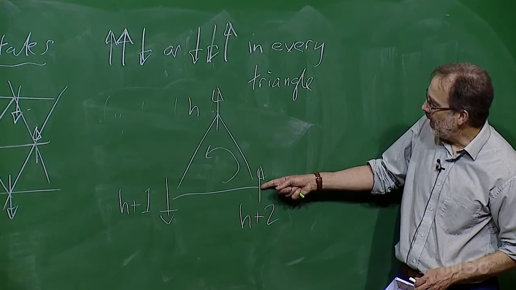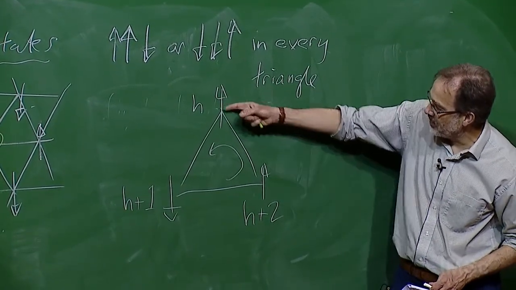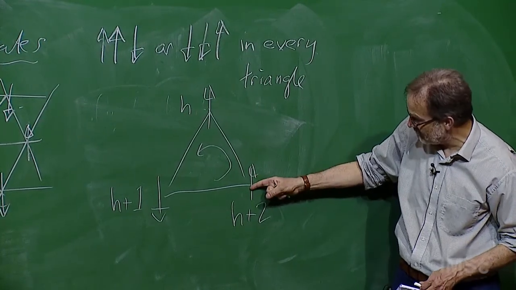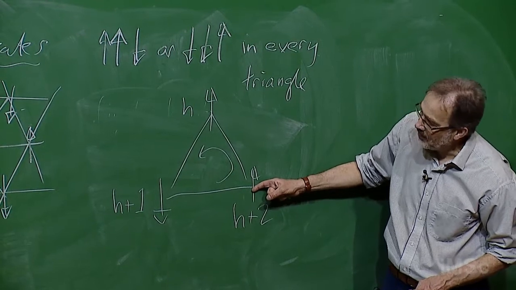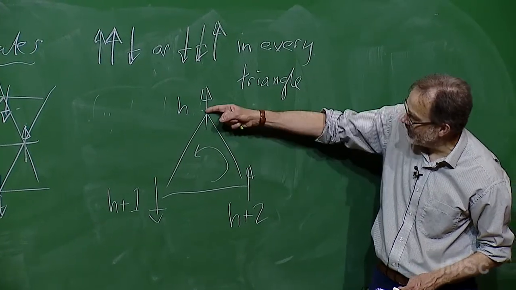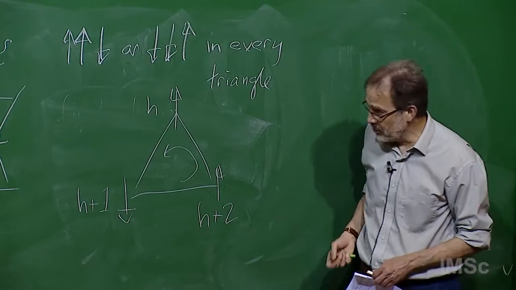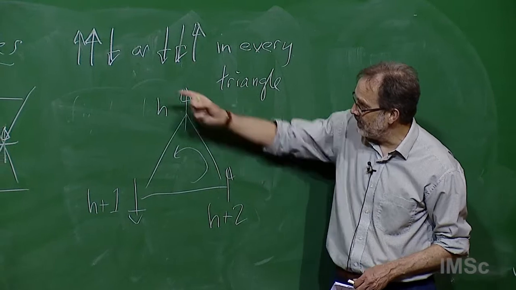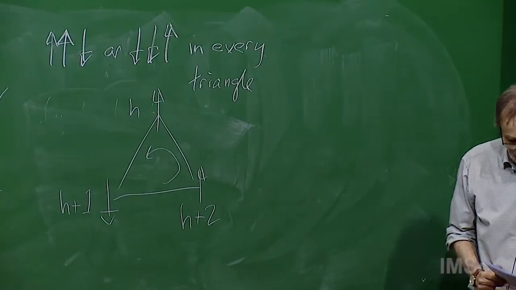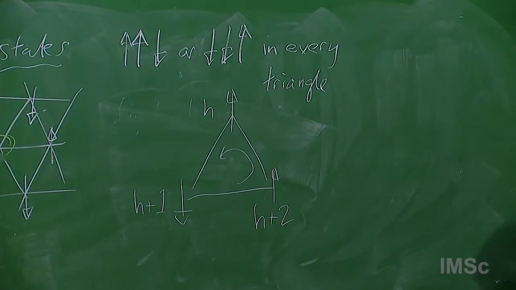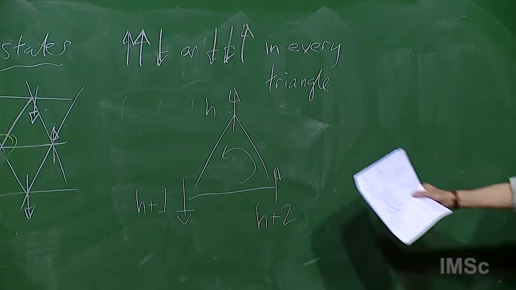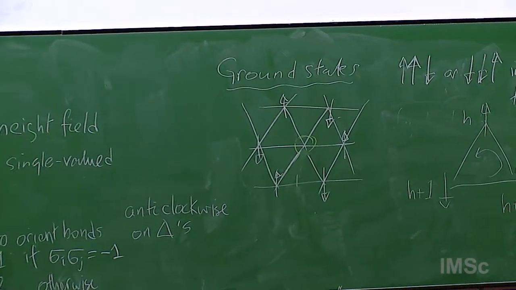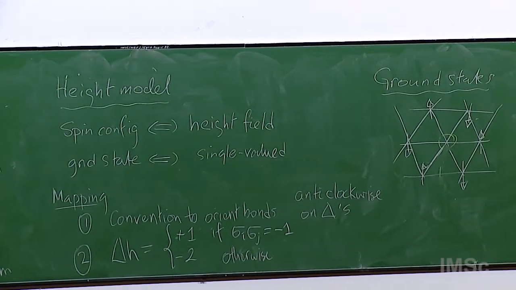But then I have two parallel spins, which is a frustrated bond because I haven't minimized the energy of an antiferromagnetic interaction. And so now I have a height difference of -2, and that takes me back to h. And the crucial thing is that getting back to h is the same thing as saying that this triangle is in a ground state.